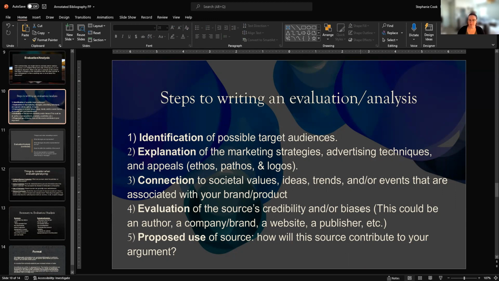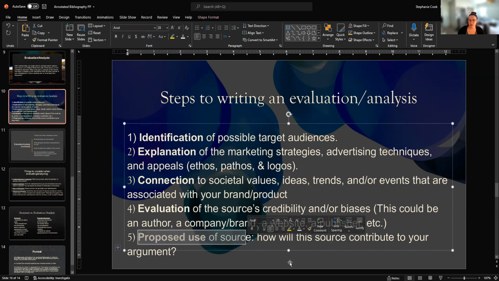Evaluation of the source's credibility and bias. Again, look at the information you can gather about who wrote the article, where it's being published, why it's being published, and see if you can see if there's a bias or not. And then, what's the proposed use of the article or the argument they're giving? Well, what are they saying needs to be done next?